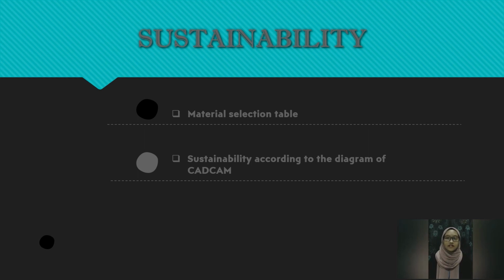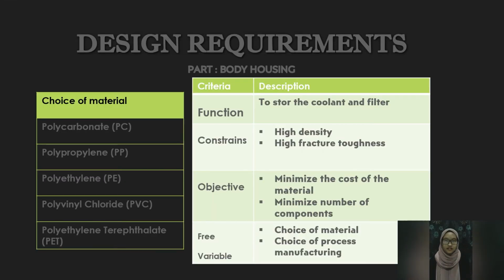Okay, for sustainability, we have the material selection table. In terms of material, we use the design requirement. First, for the body housing, the material we chose is polycarbonate. This is because polycarbonate weighs about half as much as its glass equivalent, which means it is easy to move and store, and simplifies material handling. For function, it is to store the coolant and filter.